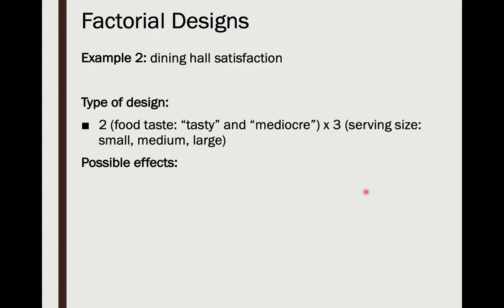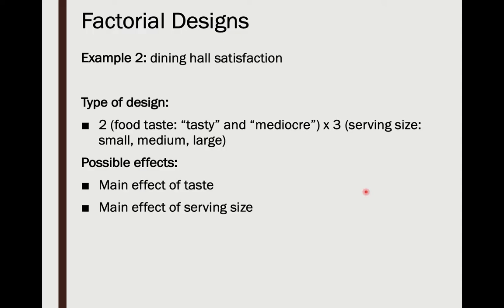Possible effects. Again, there's always a possible main effect of each independent variable. So main effect of taste, main effect of serving size, and interaction of taste by serving size. I'm just going to take a drink real quick. So those are our possible effects.